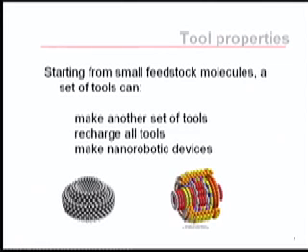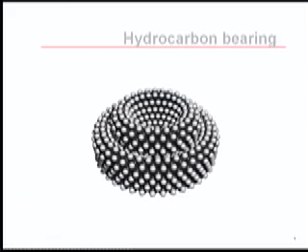So that set of tools, which has been analyzed theoretically but not yet demonstrated experimentally, should allow us to build a wide range of interesting structures. Here's a particular structure. Again, this is a theoretical structure. This is a hydrocarbon bearing. It involves a shaft, which is diamond wrapped into a tube, and the shaft is inserted into a sleeve, and the sleeve is another flat sheet of diamond bent into a tube.